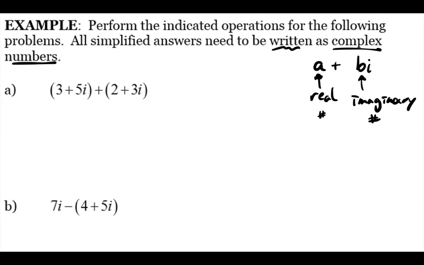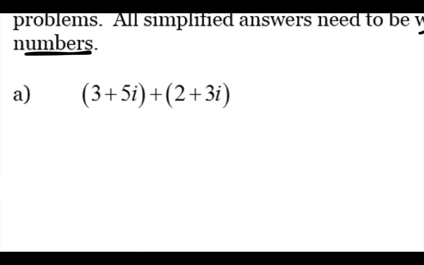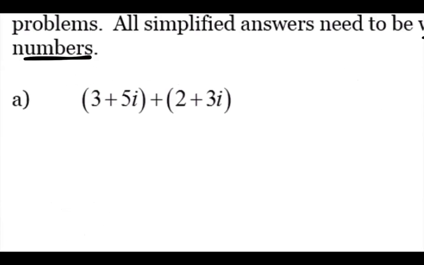Okay. So over here, you have 3 plus 5i. 3 is the real number. 5i is the imaginary part. And then over here, you have 2 plus 3i. 2 is the real number. 3i is the imaginary. So what do you think I'm going to do here with them? Yep, combine like terms.